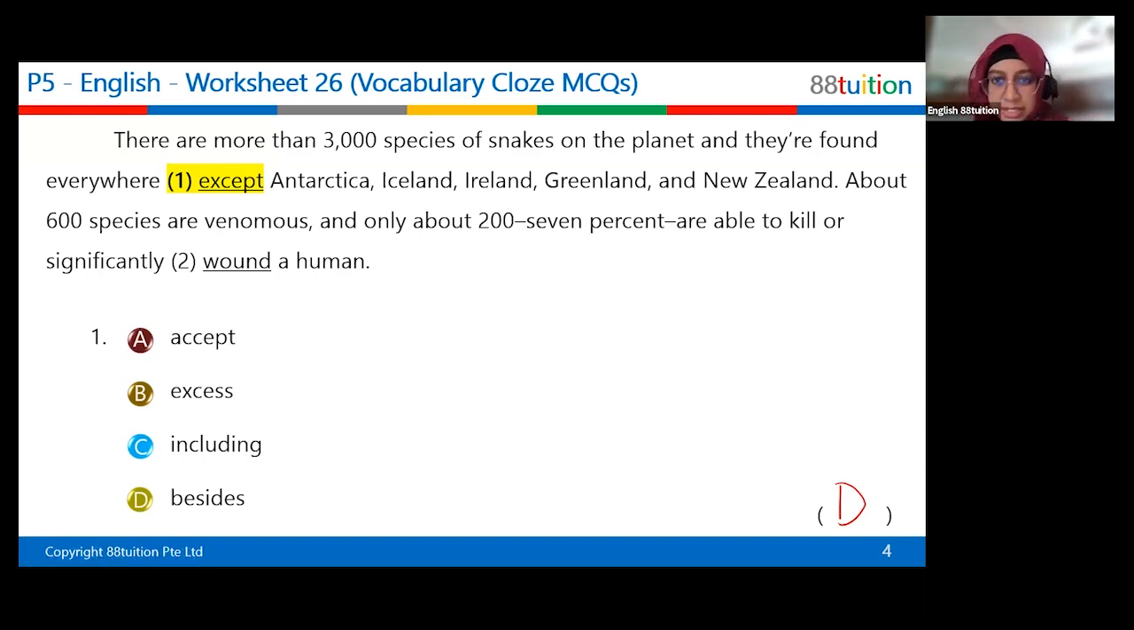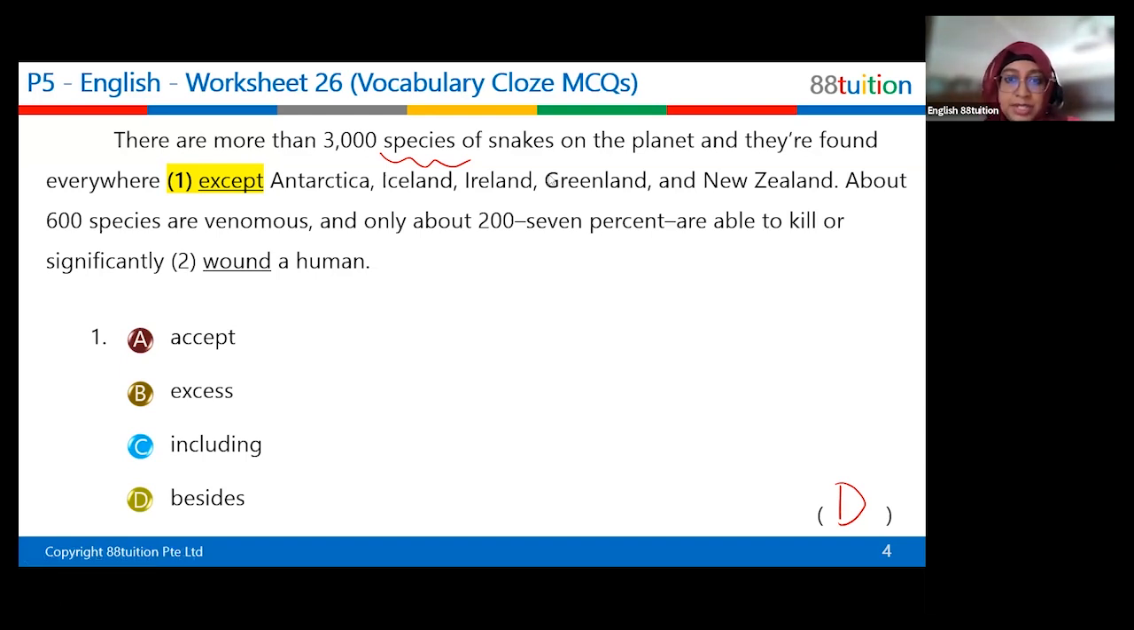The answer is D. So now, did you all know that there were actually more than 3,000 species of snakes on the planet before you read this passage? No, right? I'm telling you 3,000 species, not 3,000 snakes. 3,000 species of snake. Imagine one species probably has thousands of them. Wow, there are so many snakes on the planet. Now, I'm very, very scared of snakes, so I will never go to the snake enclosure when I go to the zoo. I don't know much about snakes, so if you want to share anything, you can let me know later on.